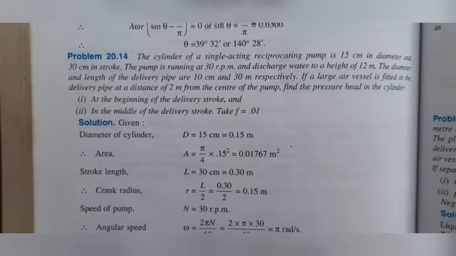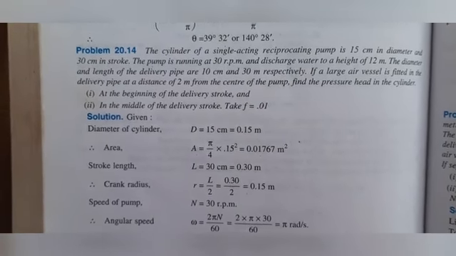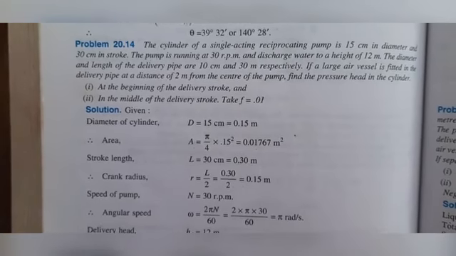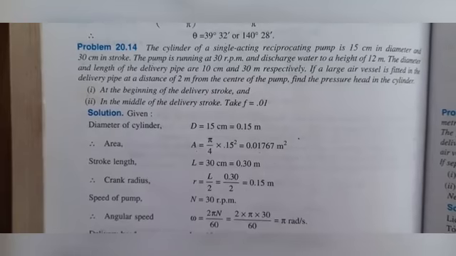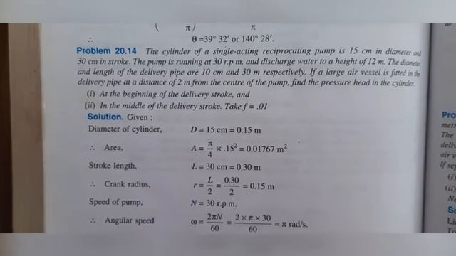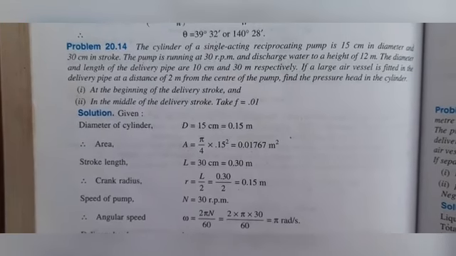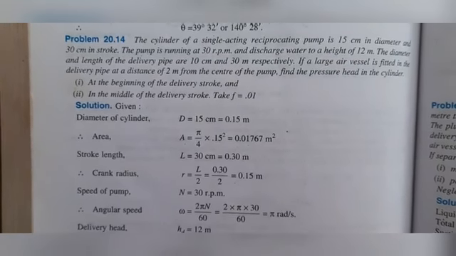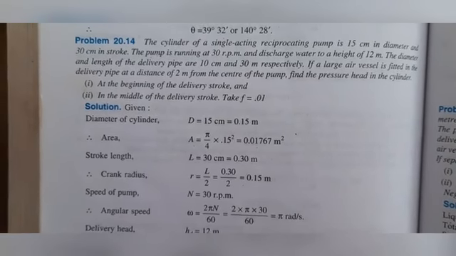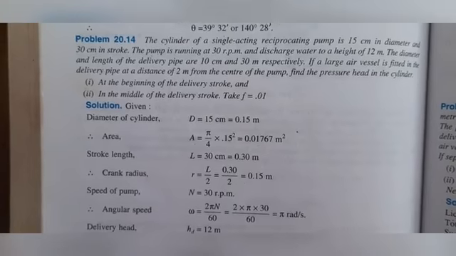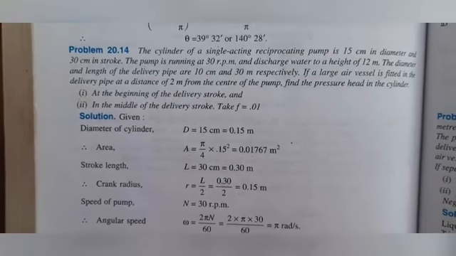Today we will solve some numerical. The cylinder of a single acting reciprocating pump is 15 cm in diameter and 30 cm in stroke. The pump is running at 30 rpm and discharges water to a height of 12 meter. The diameter and length of the delivery pipe are 10 cm and 30 meter respectively.